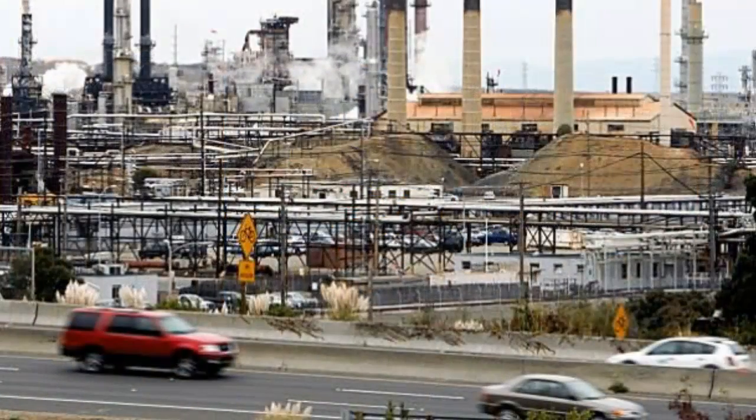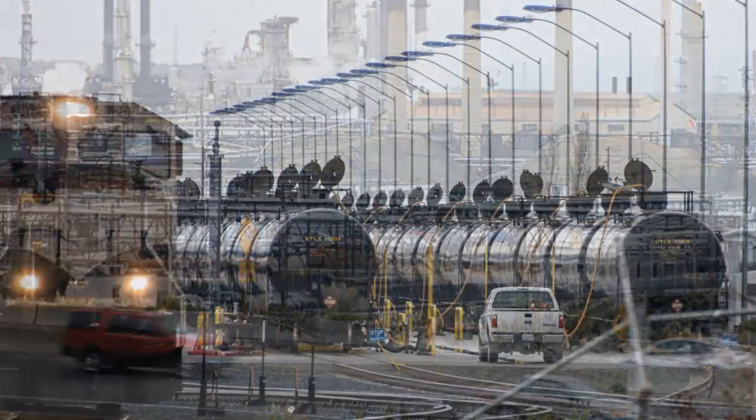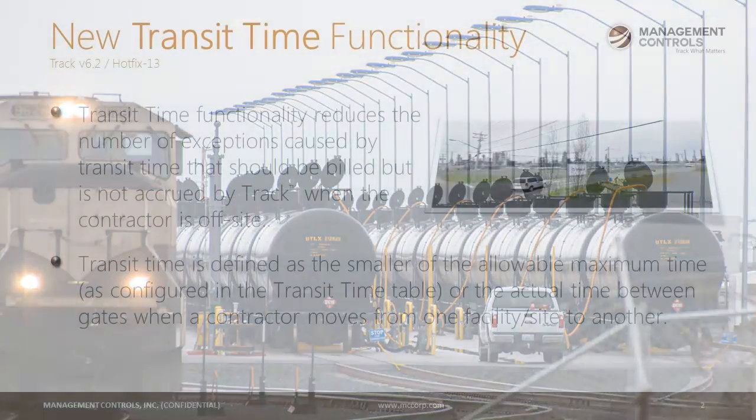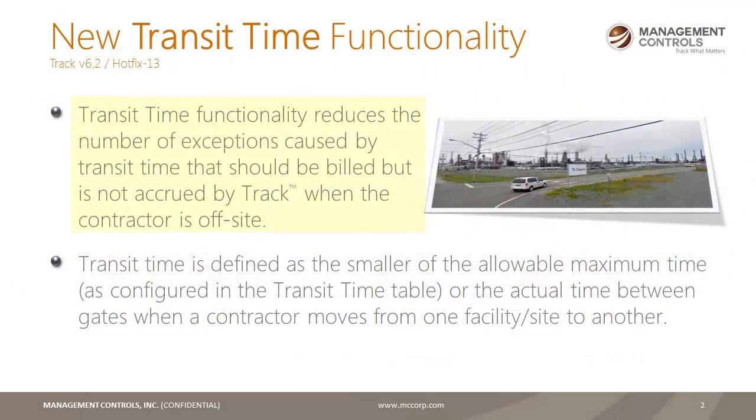When contractors move between locations, they incur time off-site, which TRAC calculates as non-billable. Legitimate business travel between locations creates the need for override requests. The purpose of transit time functionality is to reduce the number of exceptions and facilitate reporting of lost time productivity.